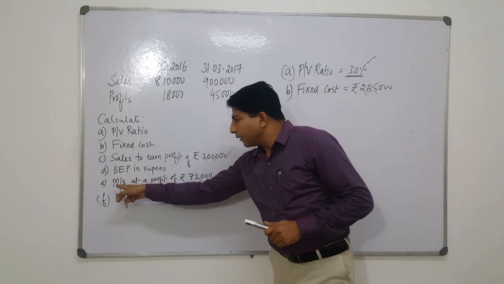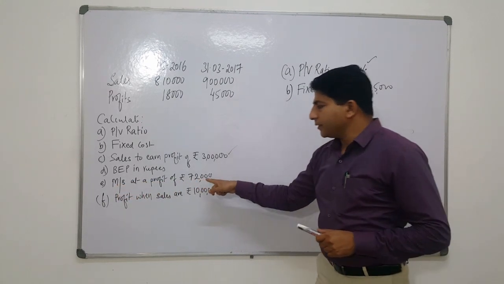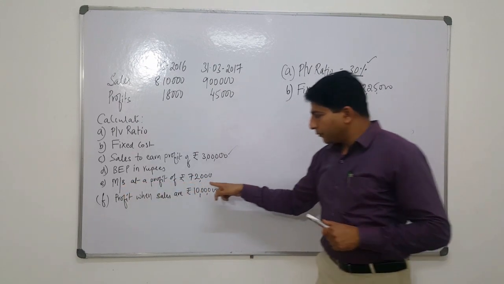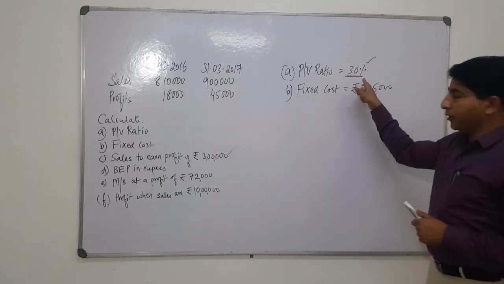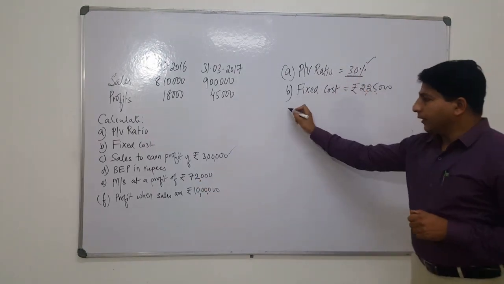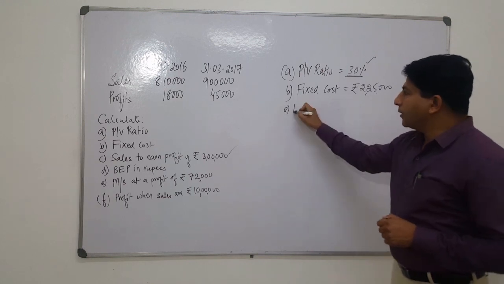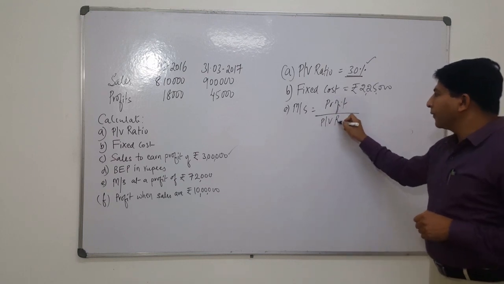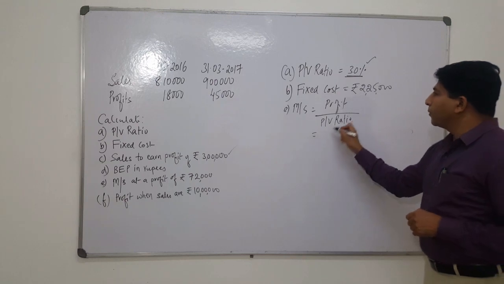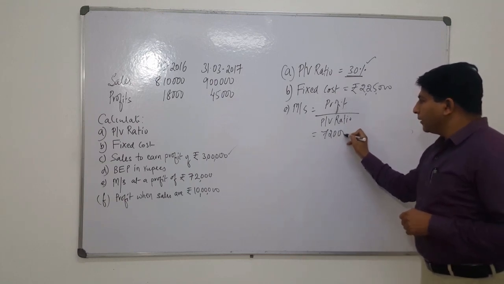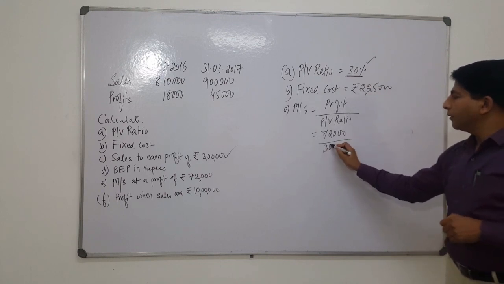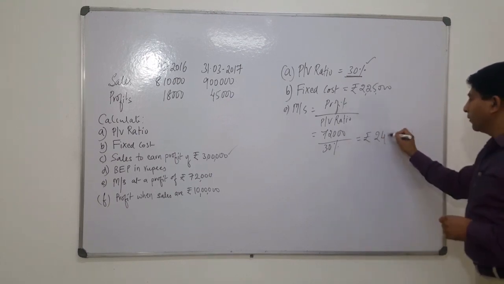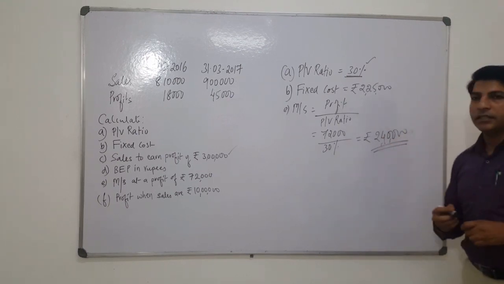Next question is calculation of margin of safety at a profit of rupees 72,000. When the profit is given for the calculation of margin of safety, divide the profit by the PV ratio, because we already calculated the PV ratio. Then margin of safety is equal to profit by PV ratio. See, profit is 72,000, PV ratio is 30%. Then calculate the margin of safety. 2,40,000 is the margin of safety.